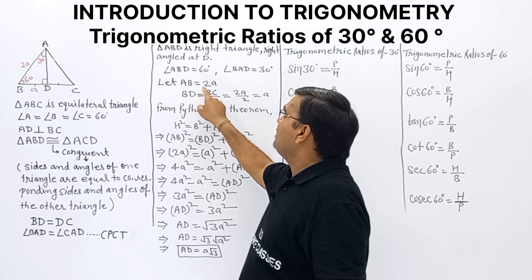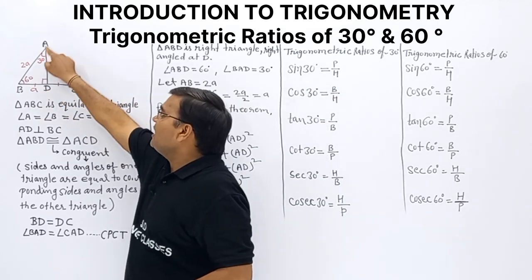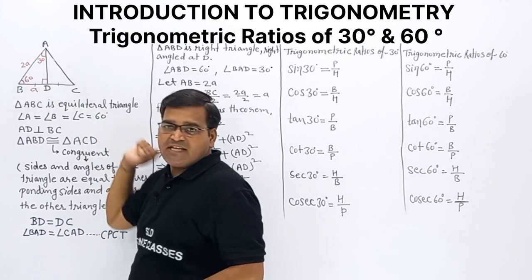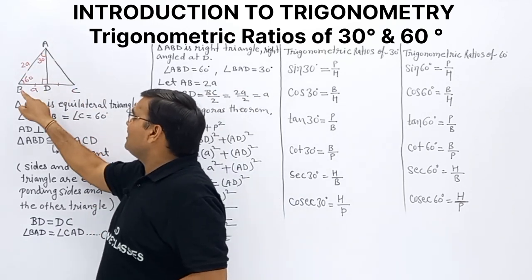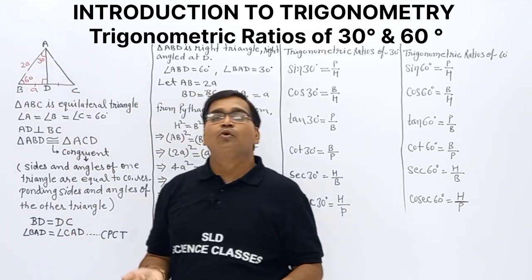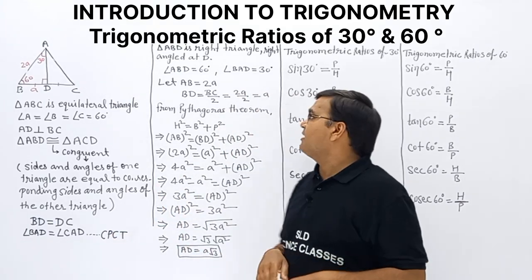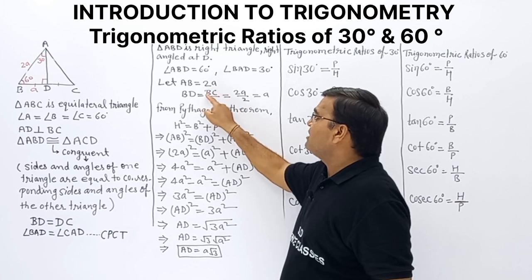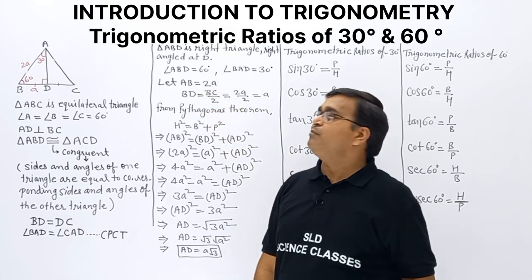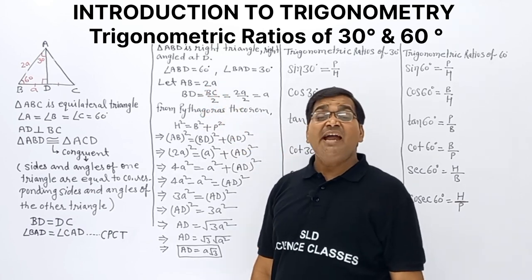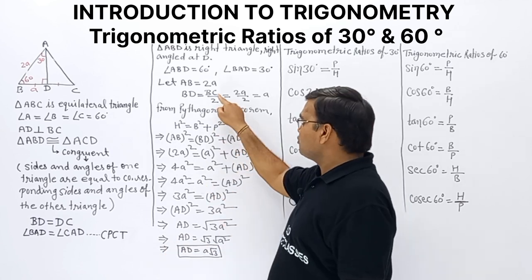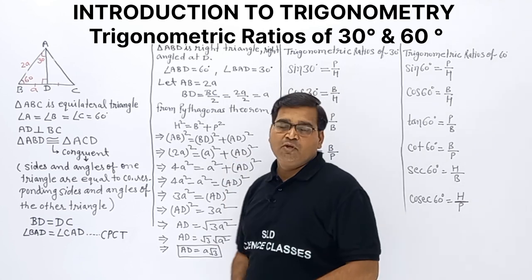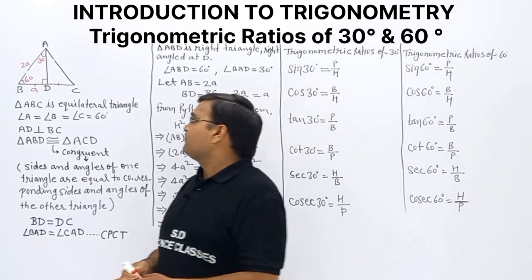We are assuming AB equal to 2A. Then BD will be half of BC. AB is 2A, then BC will be 2A. Why? Because this is an equilateral triangle. So we are assuming AB equal to 2A, so BD equal to BC upon 2. Why? Because AB, BC and AC are sides of an equilateral triangle. So BC will be 2A, 2A upon 2, BD will be A.